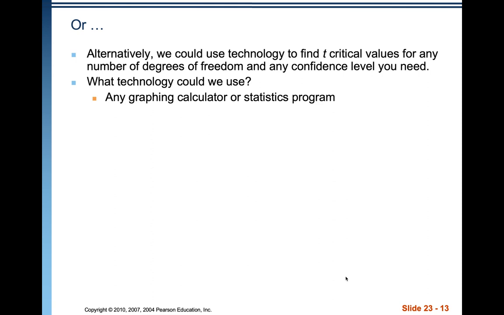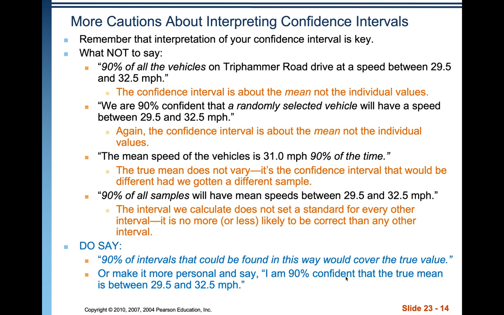or a statistics program. All right, I'm not going to go over all these ways that are incorrect of interpreting a confidence interval. You might want to read over them. Remember, it's a statement about the population mean, okay? It's not about individual values. And you want to make sure you don't make a statement that makes it sound like the true mean varies.